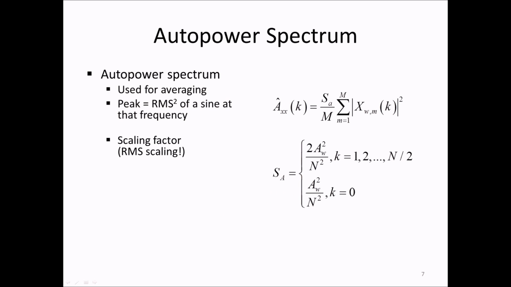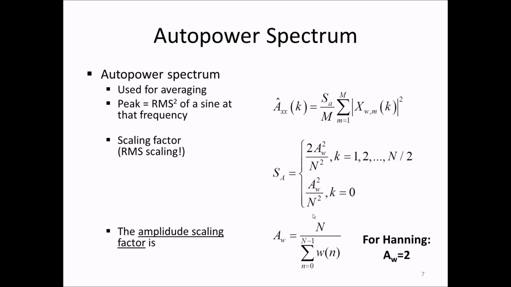For k equals 0, however, as is shown here, we don't apply any double-sided scaling, as the 0 value only occurs once. And there is no RMS level for a DC either, so we just simply use A sub W squared over N squared. The amplitude scaling factor, moreover, A sub W, is defined simply as the block size N divided by the sum of the window values, as we saw in the previous lecture. And for a Hanning window, this value, A sub W, is exactly 2.